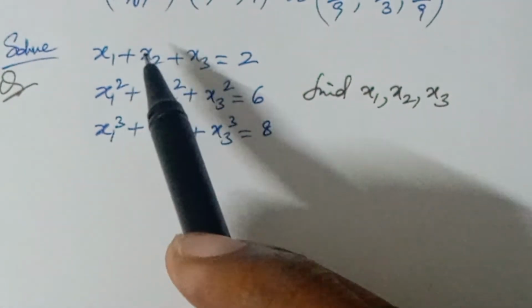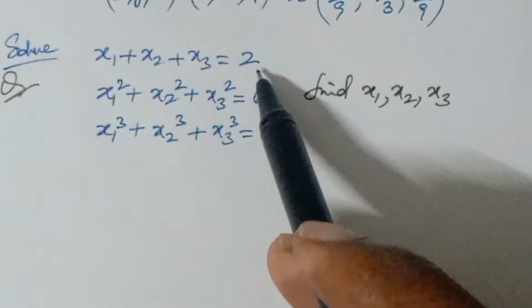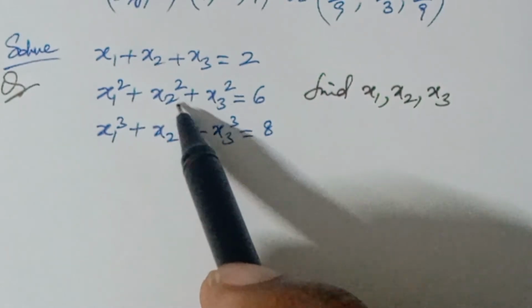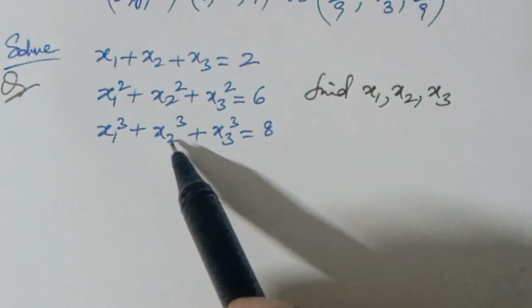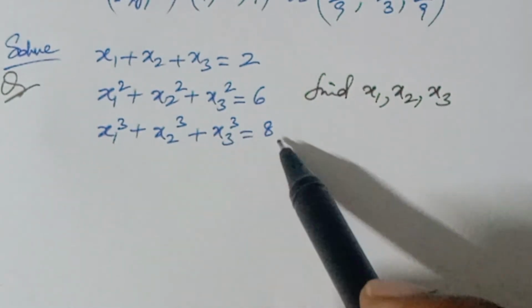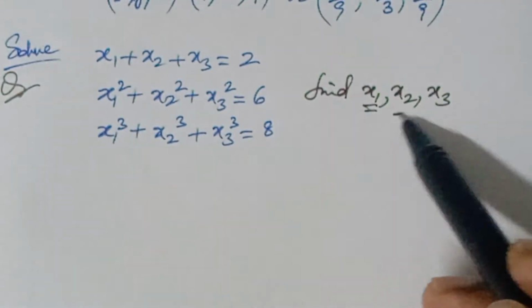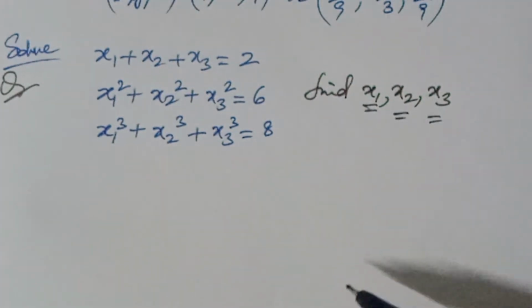The question is: given x1 plus x2 plus x3 equal to 2, x1 square plus x2 square plus x3 square equal to 6, and x1 cube plus x2 cube plus x3 cube equal to 8, you have to find the possible values of x1, x2 and x3.